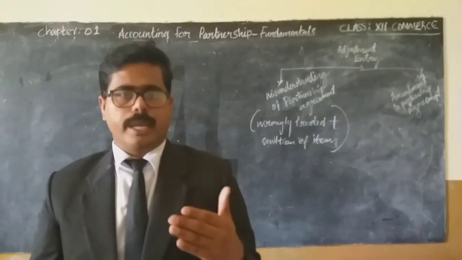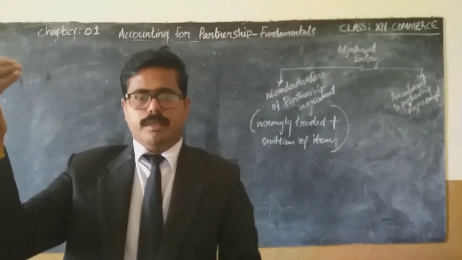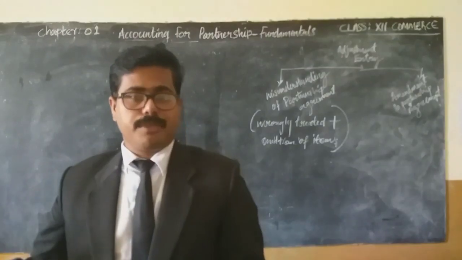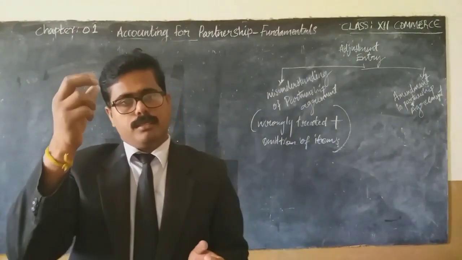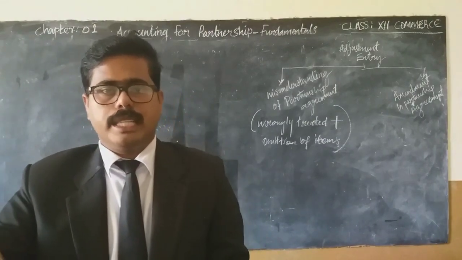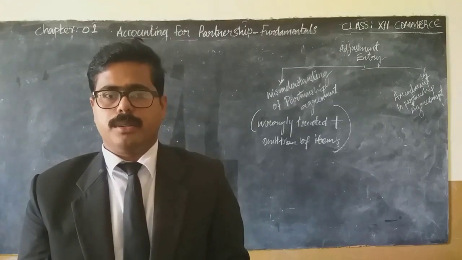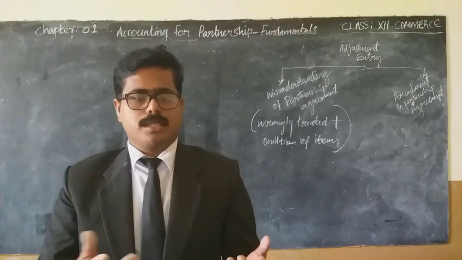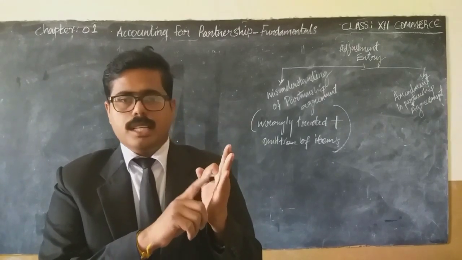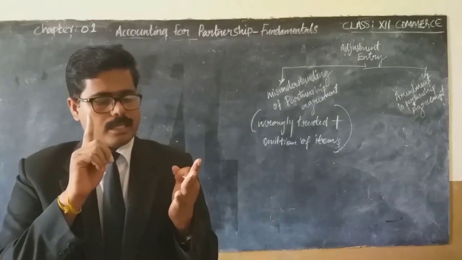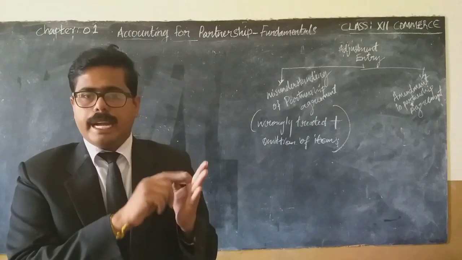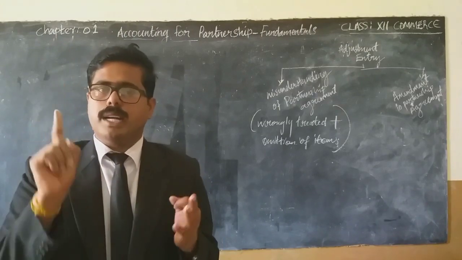a single entry only. In 11th standard we studied that for each wrong entry we pass a separate rectification entry. But here, for all mistakes, we can pass only one rectification or adjustment entry. How do we deal with it? Just assume we made mistakes in interest on capital, interest on drawing, and salary. So three mistakes we made. For these three mistakes we don't want to pass three adjustment entries. By adding these three, we can pass one adjustment entry.